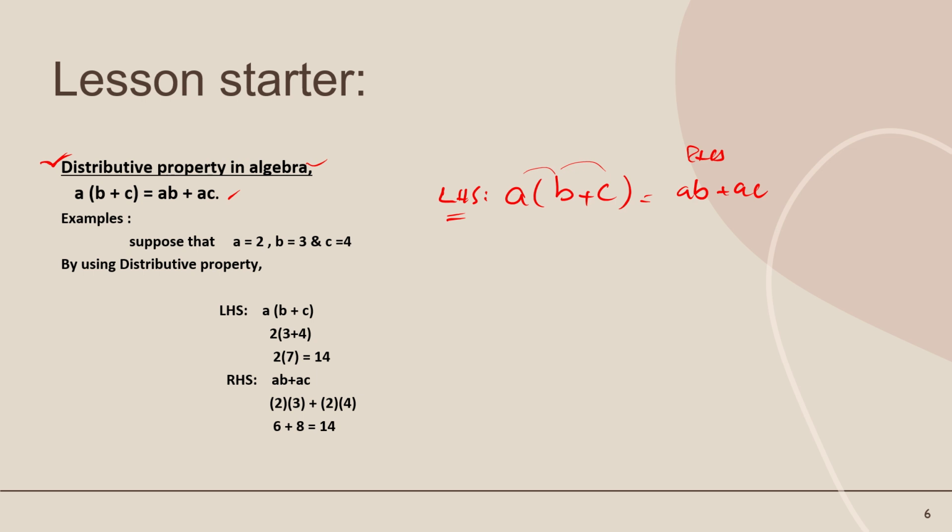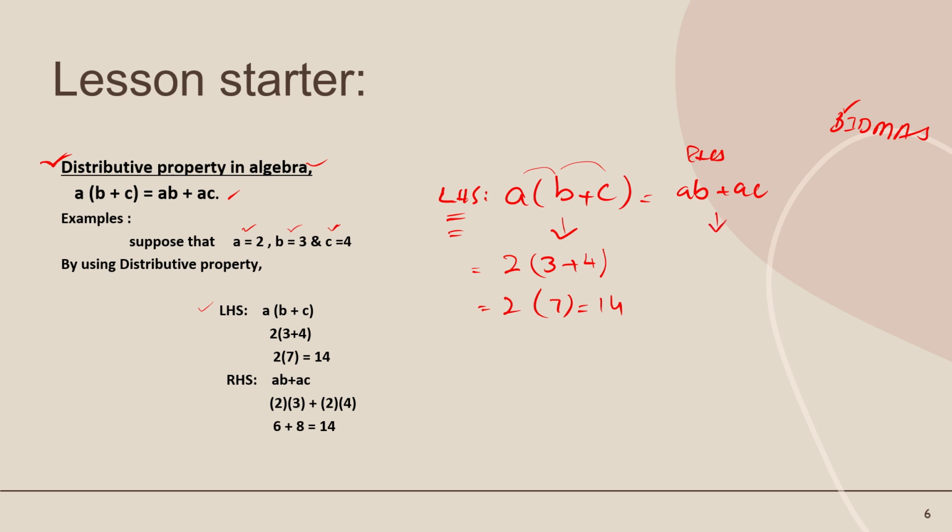Now how can we solve this by using some values? Suppose the value of a is 2, the value of b is 3, and c is equal to 4. We will solve the left hand side first. The value of a is 2, b is 3 and c is 4. First, by using the BIDMAS rule, we solve the bracket. 3 plus 4 is 7, so we will get 14.